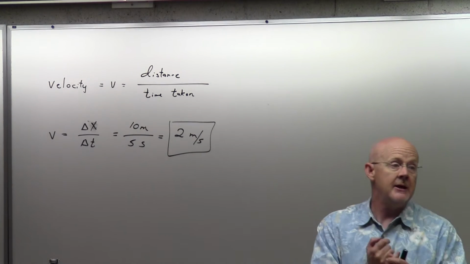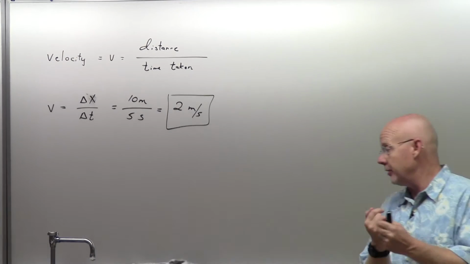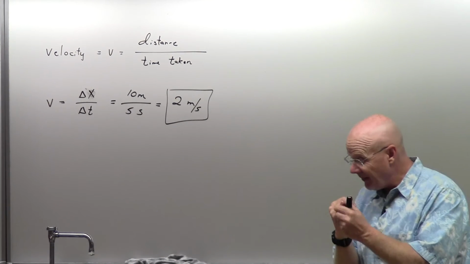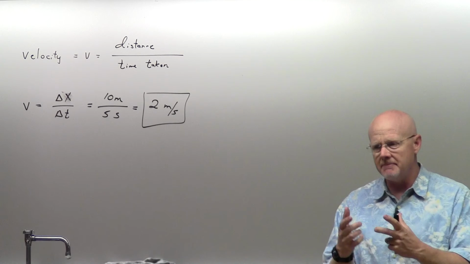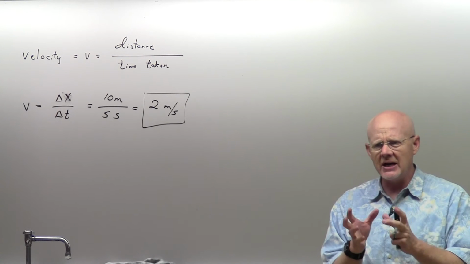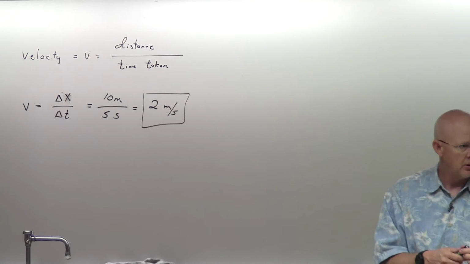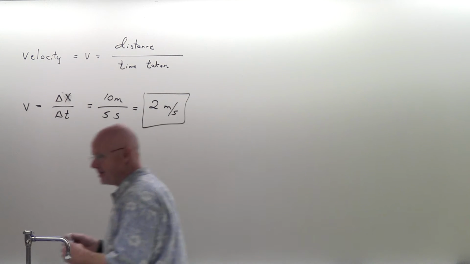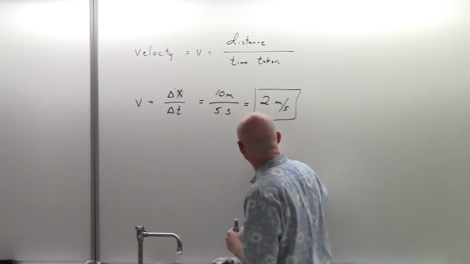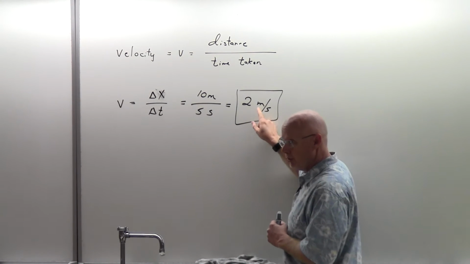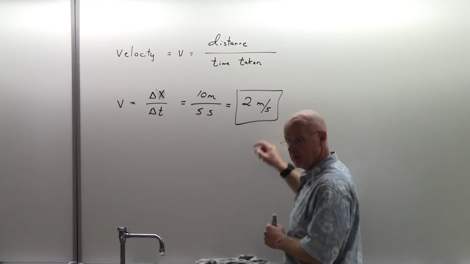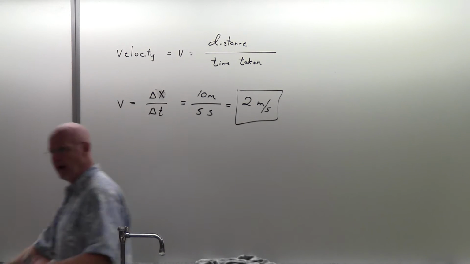And probably the most important thing, it's debatable, they're all important, but that last one, step 4, is what does it mean? If I were to say your velocity is 2 meters per second, what does that mean to you? Well, I guess it means I'm traveling 2 meters every second. And it's really that straightforward.